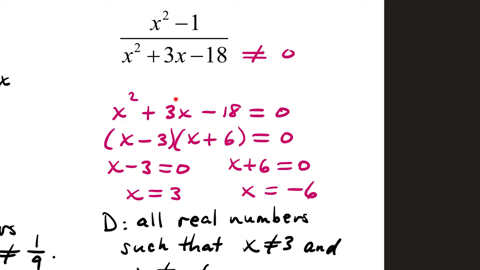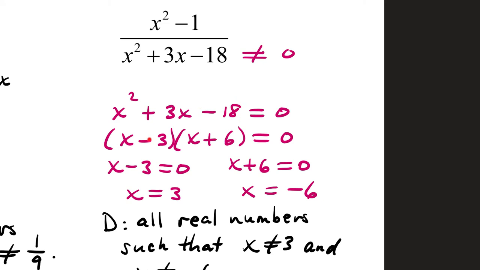x² + 3x − 18 can be factored as (x − 3)(x + 6). Remember, with trinomials, the sum of these numbers has to equal the middle value. So negative 3 plus 6, that's positive 3. The product of your numbers has to equal your constant. So negative 3 times 6, that's negative 18. The sum equals the middle value. The product equals the constant.